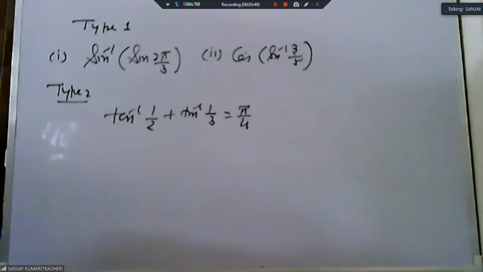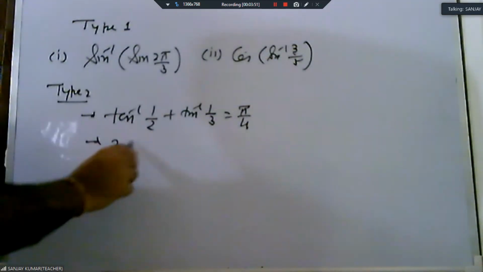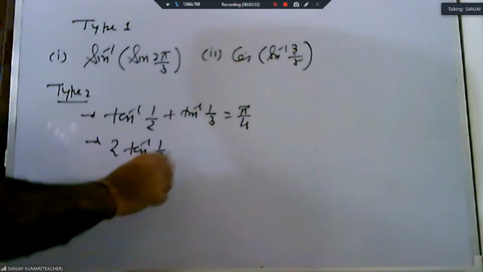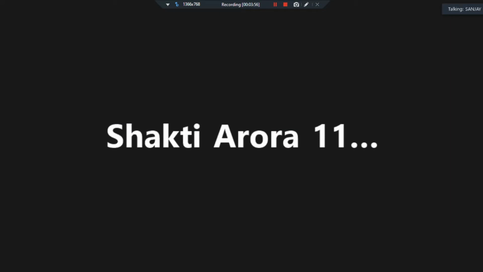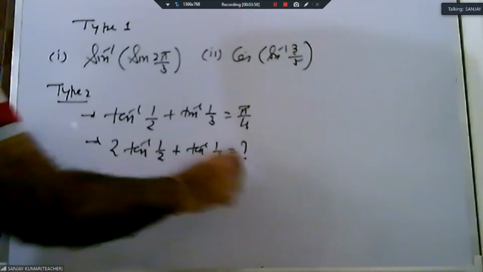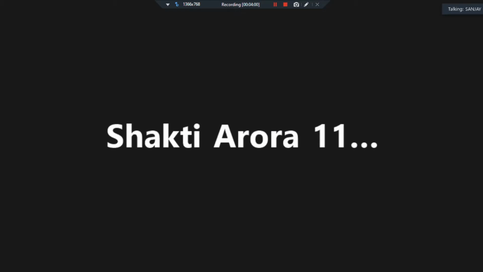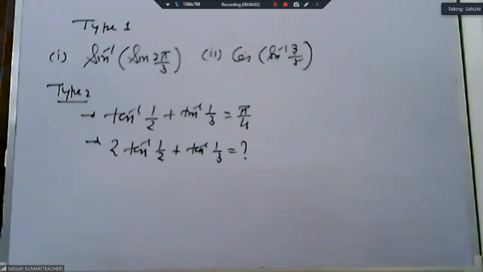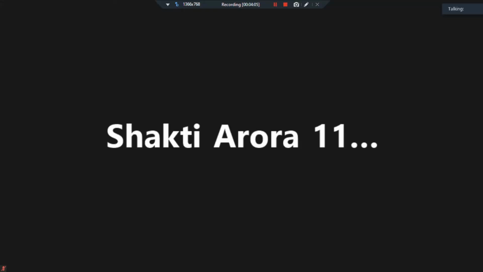They can also give the same question by writing 2 times tan inverse half. They can create one column in this way. If they write 2 here, then that is very simple. You can write 2 tan inverse half as tan inverse half plus tan inverse half. Then you apply the formula here.